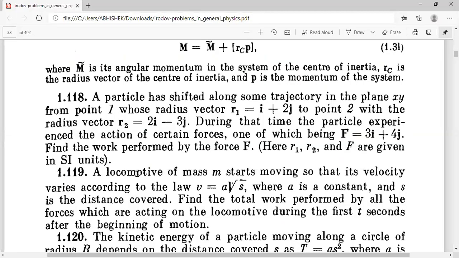Question number 1.119. It says that a locomotive of mass m starts moving so that its velocity varies according to the law v equals a root s, where a is a constant and s is the distance covered. Find the total work performed by all the forces acting on the locomotive during the first t seconds after the beginning.